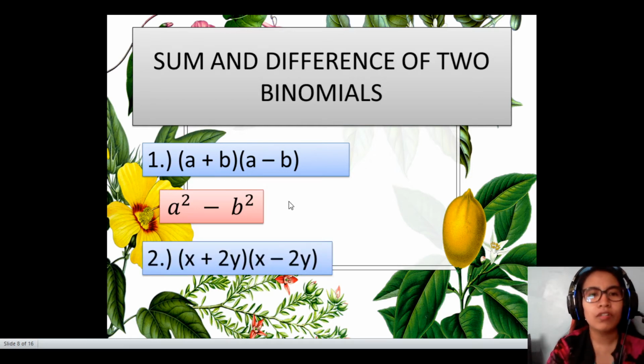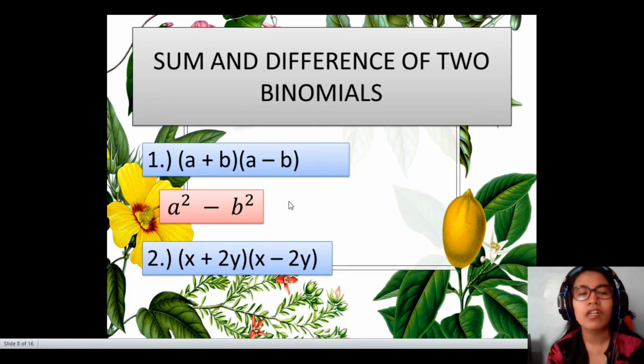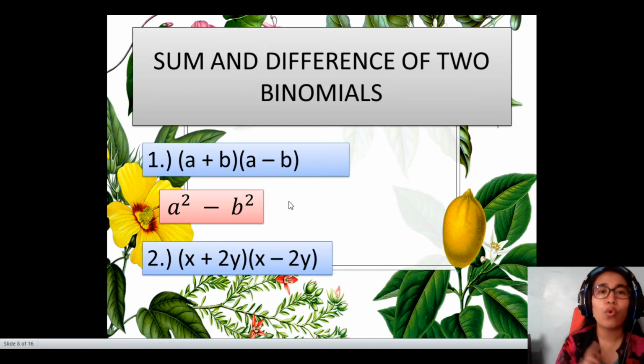Another example, we have x plus 2y times x minus 2y. So you have x times x, then we have 2y times negative 2y. So x times x will give us the x squared. 2y times negative 2y will give us negative 4y squared.